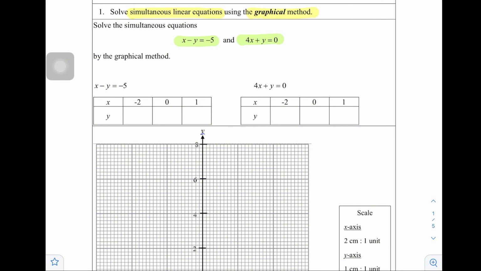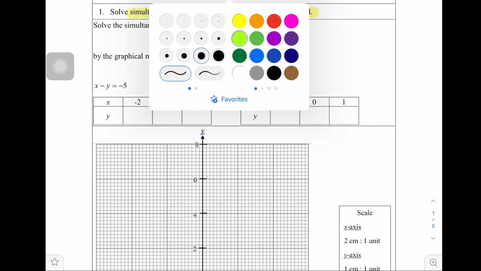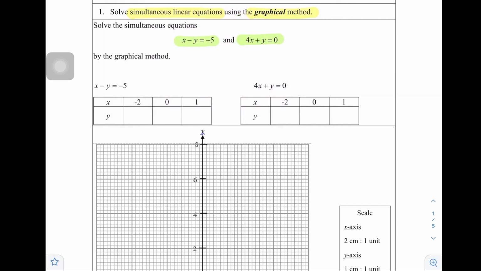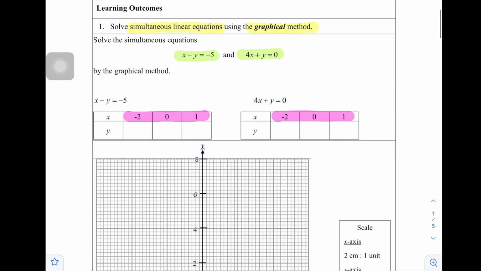In order to draw the graphs for these two equations, I would first need to get a table of values. And for the table of values, I can choose any x value. But in this case, I have chosen -2, 0, and 1 for both the equations. In order to calculate the y values, I would need to substitute in the chosen x values to calculate y.